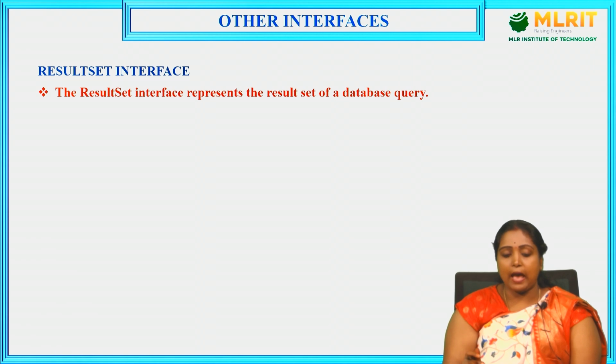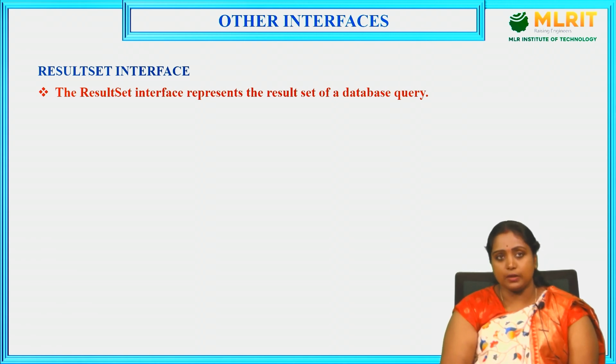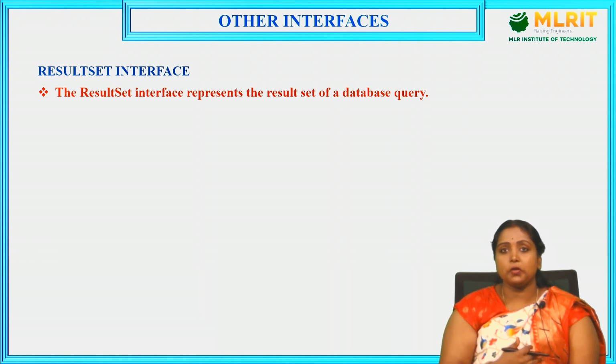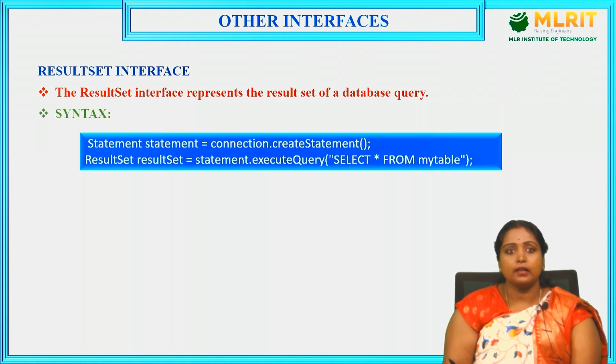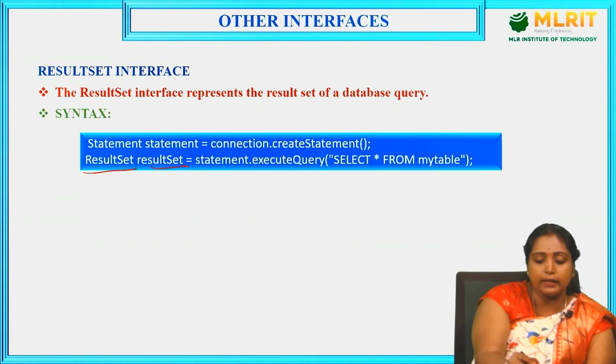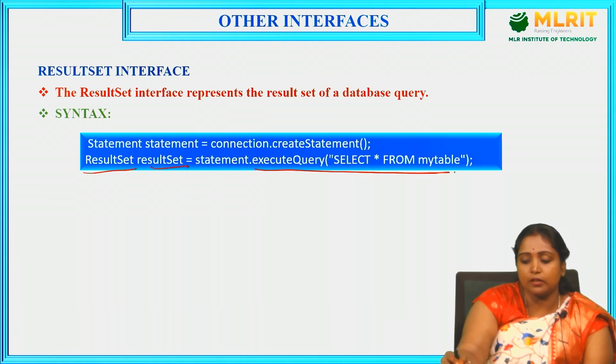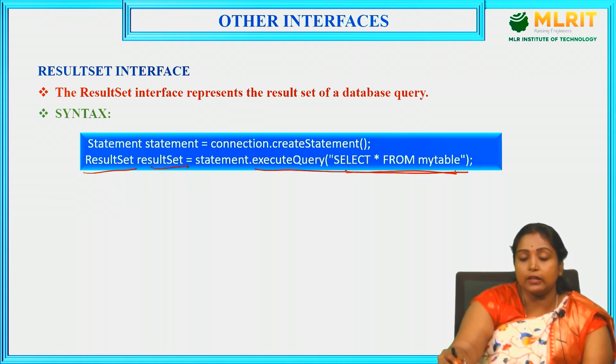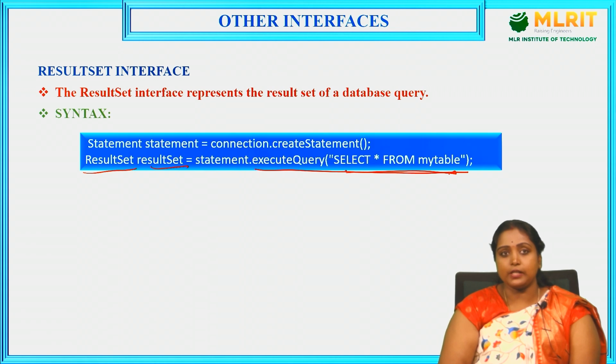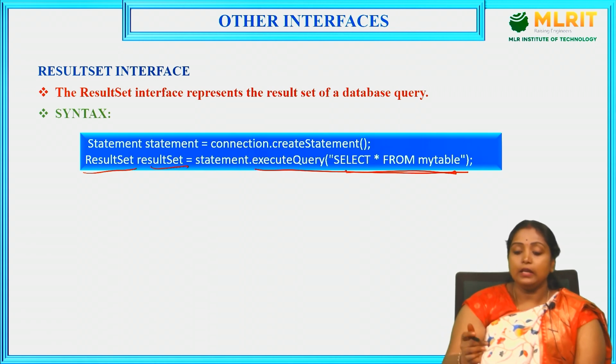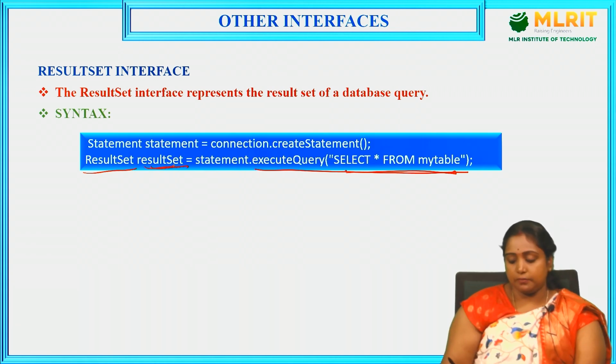In order to retrieve data values from the database, you are going to use ResultSet. So here is the syntax: ResultSet rs equals, you have to execute the query so that the records present in that particular table are saved in the ResultSet.